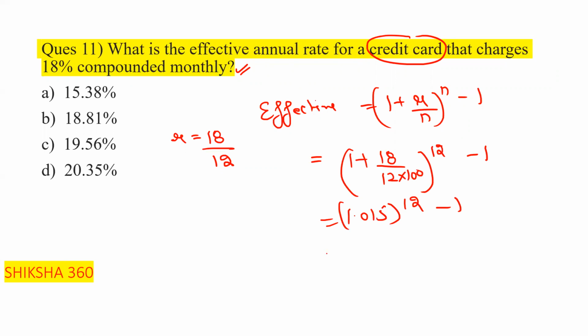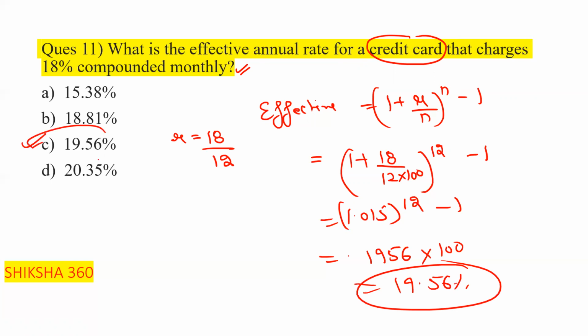What we will get here is 0.1956. We have to calculate the interest, so multiply by 100. It comes out to 19.56%. So this is the answer. Hope this question is clear to all of you.